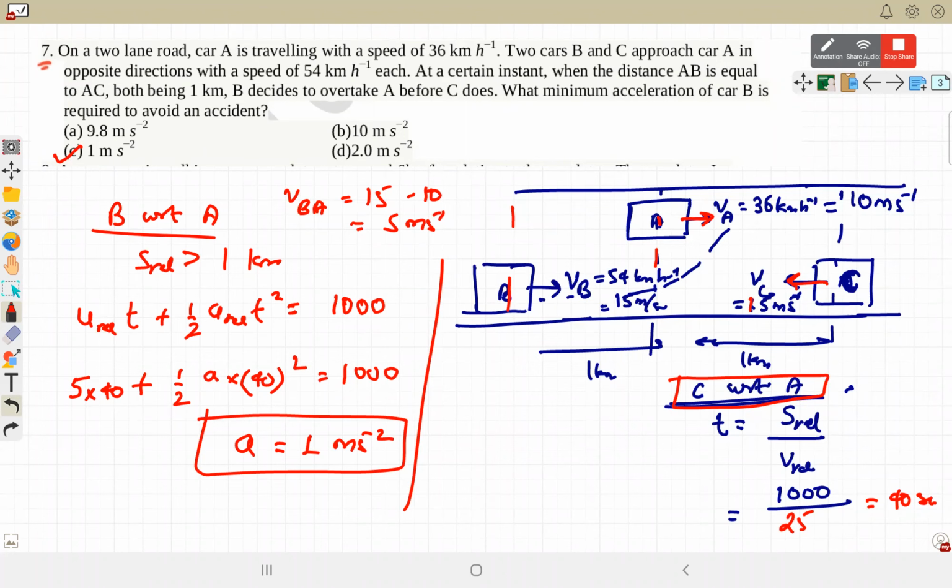Okay, so I'm not writing much, obviously, because we don't have to present in any school exam, but understanding wise, you have to understand pictorially what is the situation. There are only 2 lanes in a road. On one lane A is moving, on the other lane B and C are coming from the opposite direction, both being 1 kilometer from the car A. Now, B decides that to avoid collision, first I will overtake. So he accelerates and he wants to cross before C reaches.